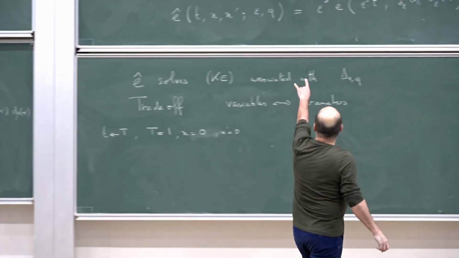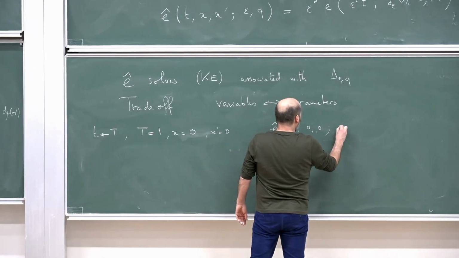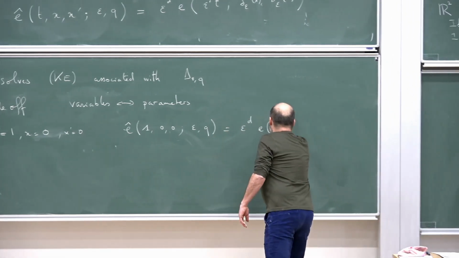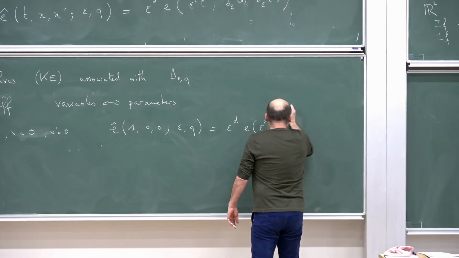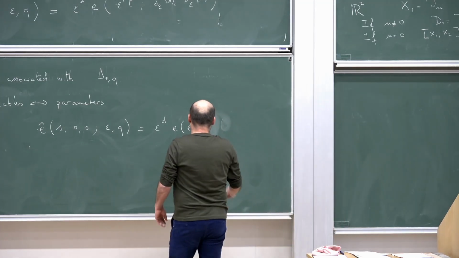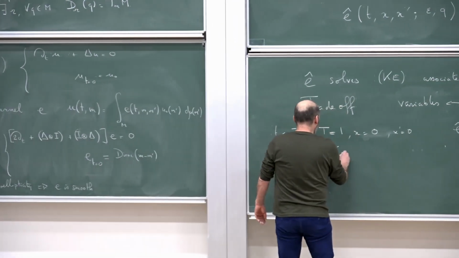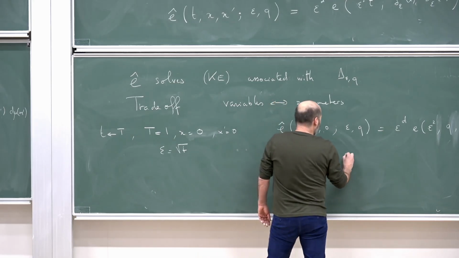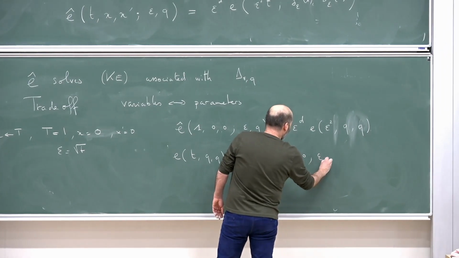So at this stage, what I obtain is that E hat of 1, 0, 0, epsilon q is epsilon to the d, E at epsilon squared, so T is 1. And here I have delta epsilon q at 0. My coordinates are centered at q, so delta epsilon q of 0 is q, and same for the other one. And now you put epsilon equals square root of t. And so this gives you the following formula: E t q q is t to the power, times E hat of epsilon q.